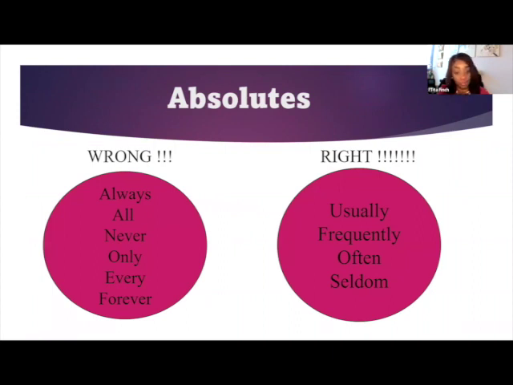Absolutes. Always, all, never, only, ever, forever. You're not going to see absolutes on the test. Usually, frequently, often, seldom, okay? Absolutes place limits on the statement that generally is considered to be correct, but statements that use all-inclusive terms frequently represent broad generalizations that usually are false. Frequently, these options are incorrect and can be easily eliminated.